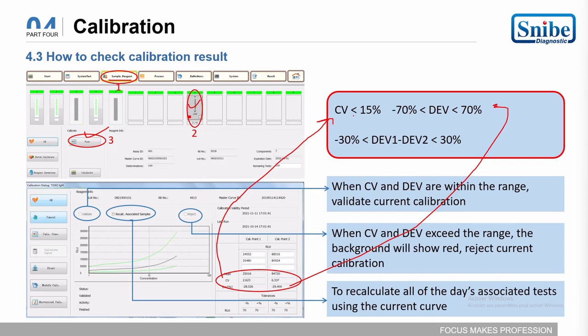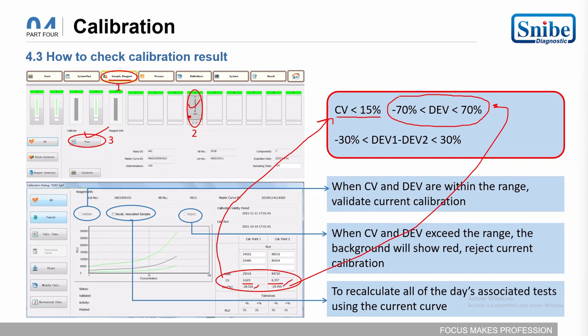So check whether your CV is less than 15% for both calibrator 1 and calibrator 2. And also check the deviation. If the deviation is between minus 70% and plus 70% for both calibrator 1 and calibrator 2.